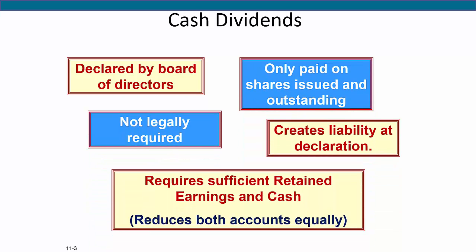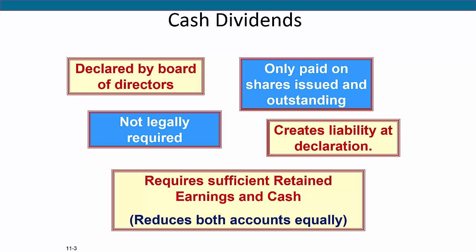Cash dividends are declared by the board of directors. There is no legal obligation to declare a cash dividend, but once declared, there is a legal obligation to pay the dividend. Most corporations that pay cash dividends pay them quarterly. To pay a cash dividend, a corporation must have two things. One, sufficient retained earnings to absorb the dividend without going negative, and two, enough cash to pay the dividend.